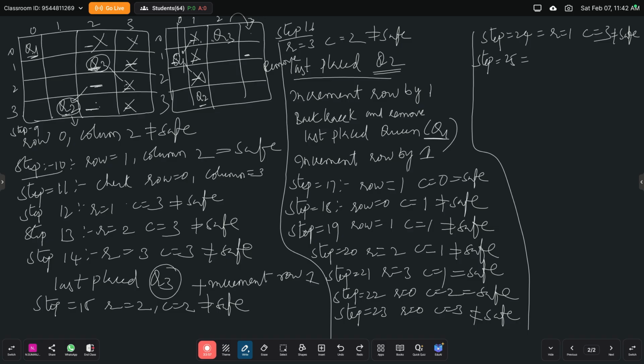Step 25, row equals 2 and column equals 3. Is that safe? Yes, this is safe. There is no queen in the same column, so we can place. Now we can place queen 4 here. Okay, got it? Now we have successfully placed our 4 queens in the 4 into 4 chessboard.